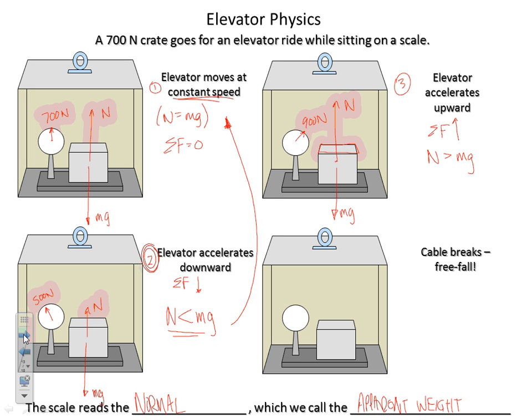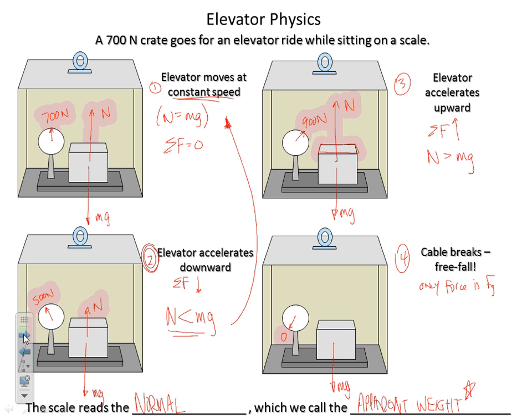Okay? Now, case 4 here. The cable breaks. We're in free fall. Well, if we're in free fall, that means the only force is gravity. Well, all you have is this. And now what does the scale read? Well, it reads nothing. You feel weightless. This crate still weighs 700 newtons, but if that were you, you would feel weightless. That's this idea of apparent weight, all right?